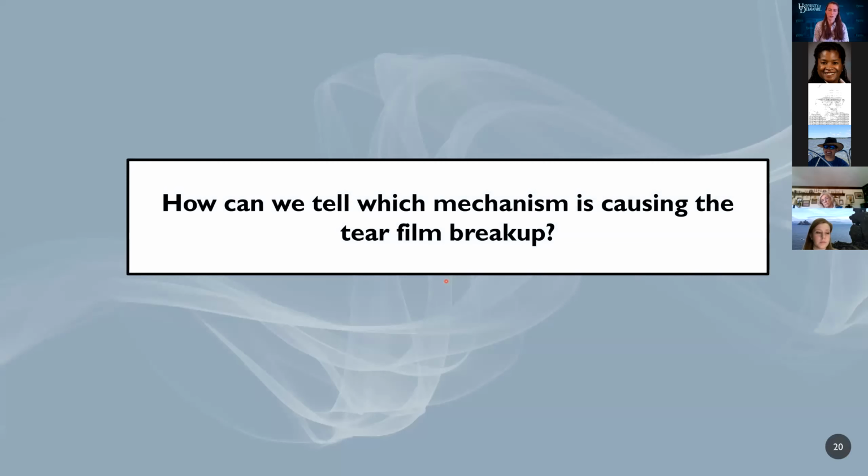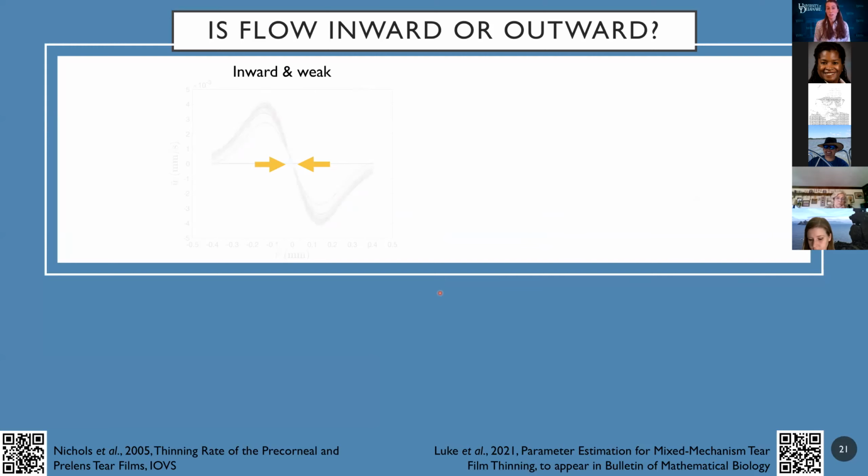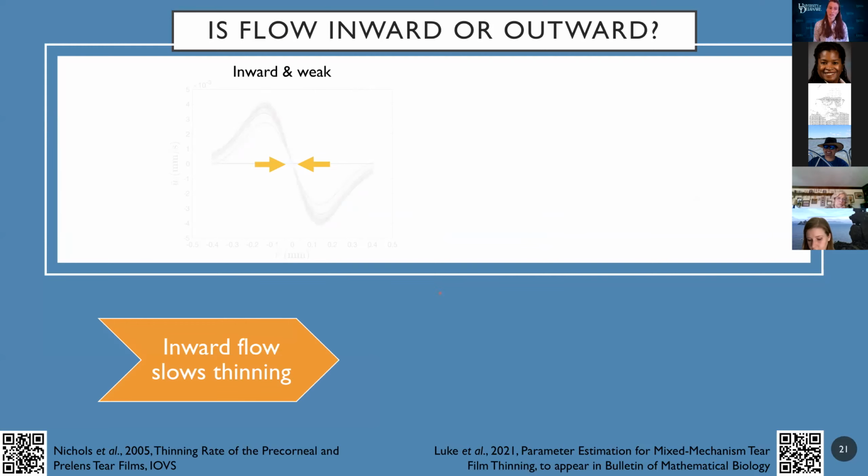There's a couple things we can look at. One question we can ask ourselves to answer that question is: is flow inward or outward? So if flow is inward, it's slowing thinning, and we know that evaporation is the dominant mechanism because it's only pressure flow that's winning. Right? The Marangoni flow is too weak, and the pressure flow has taken over, and that's characteristic of evaporation-dominated thinning.